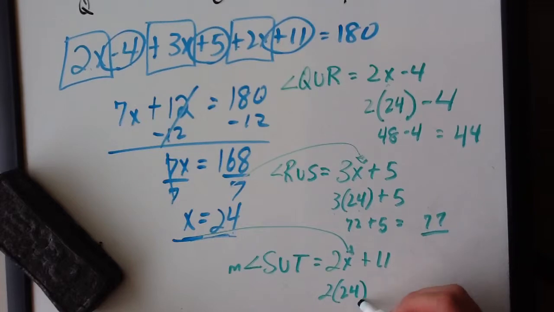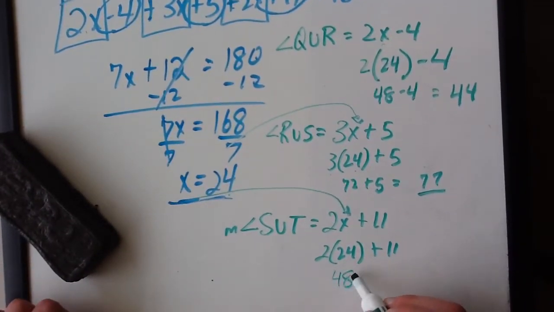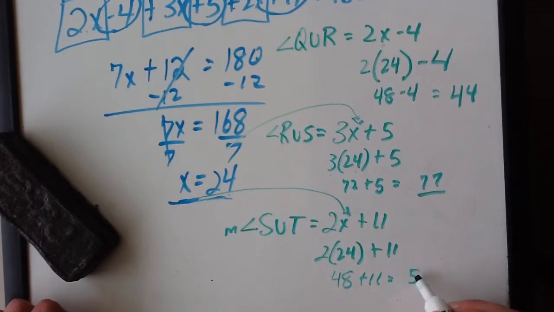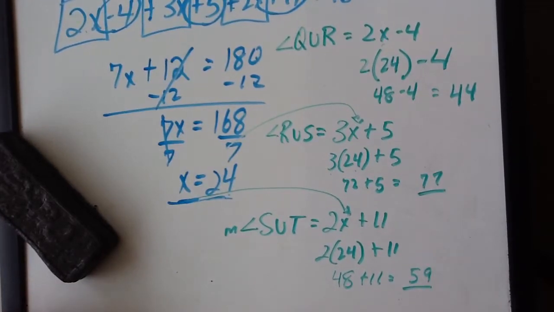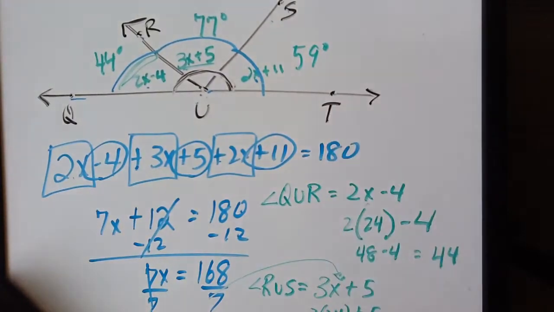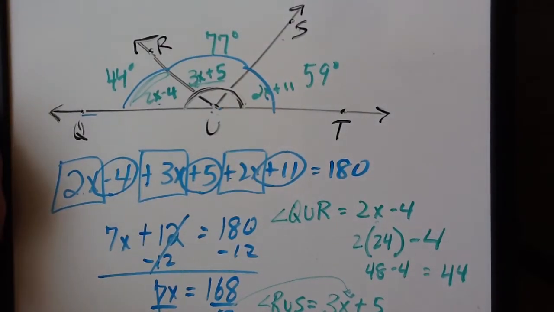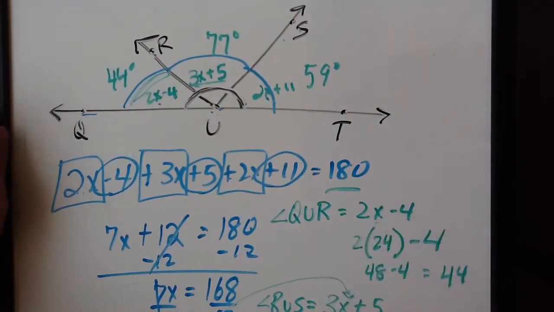2 times 24, again, plus 11. 2 times 24 is 48. 48 plus 11 is 59. So that is the measure of angle SUT. This is 59 degrees. Now I can always check to make sure that this is indeed correct, because the sum of these angles should add up to be 180 since they're supplementary.